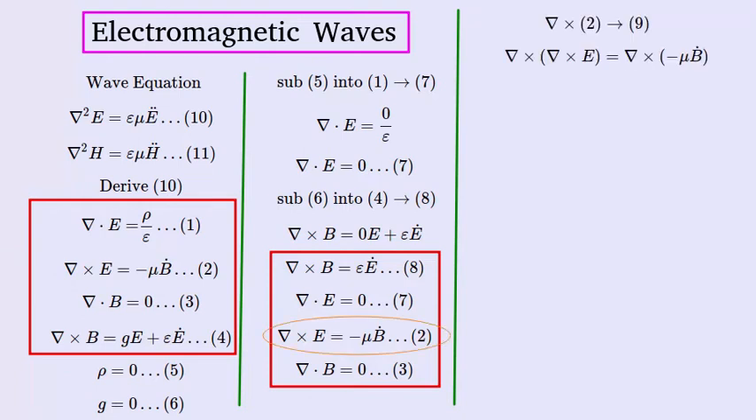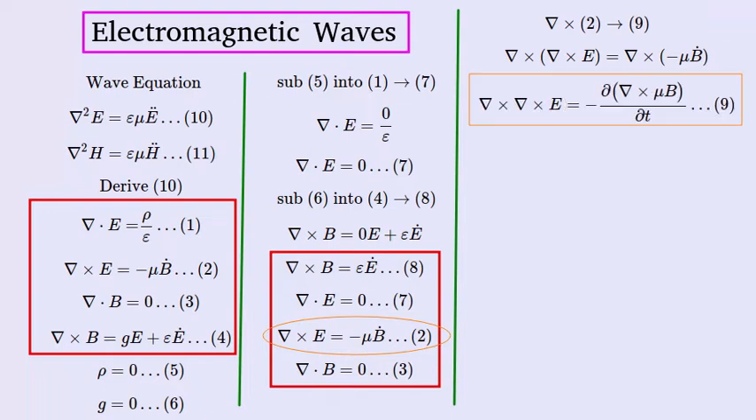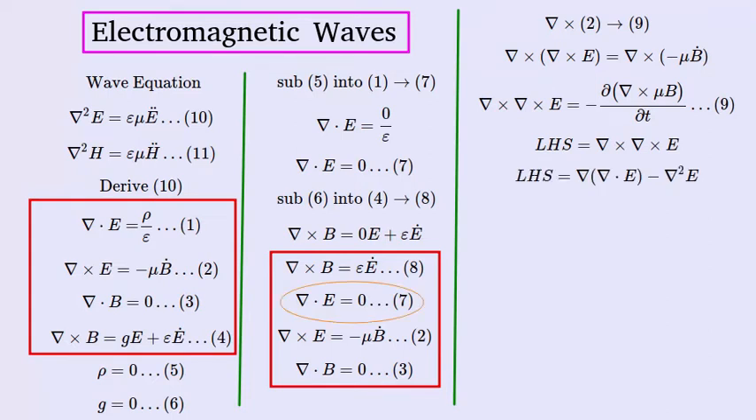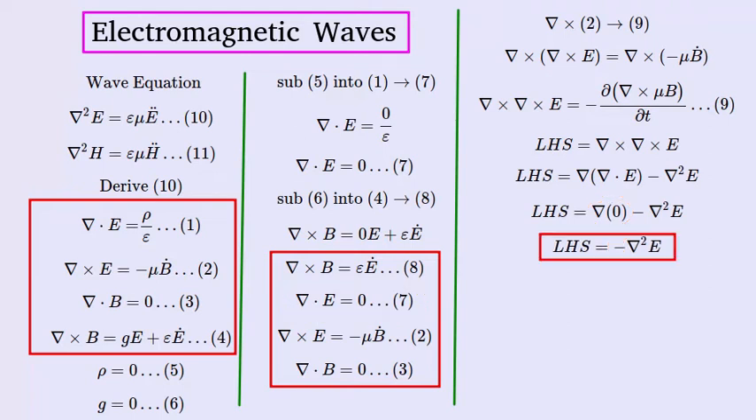We'll take the curl of both sides of Maxwell's second equation. We can modify it to be this. The time differential can be better written as a partial derivative here. We can start to manipulate the left-hand side of this equation. We can use this del identity. We can evaluate the divergence of E to be 0 using equation 7. Which will give us this, the Laplacian of E times -1.